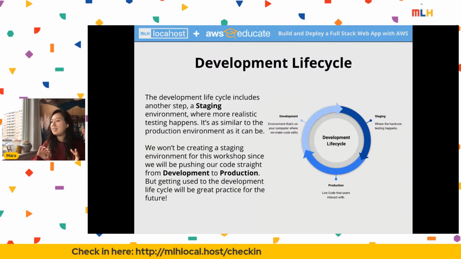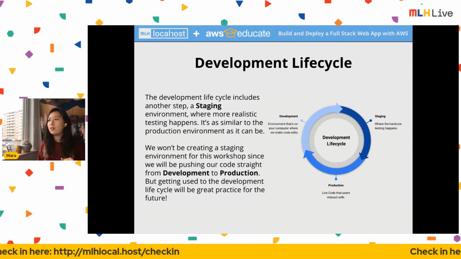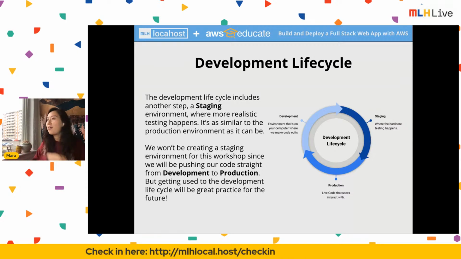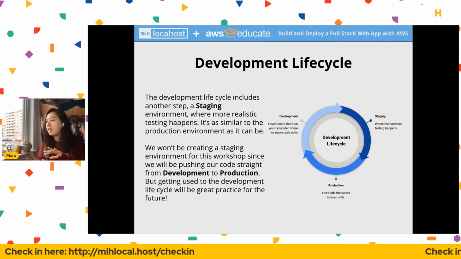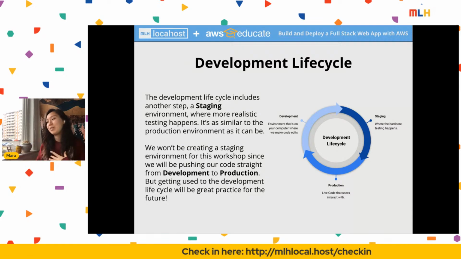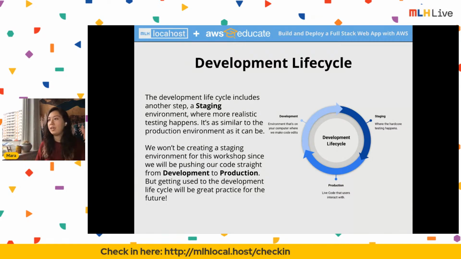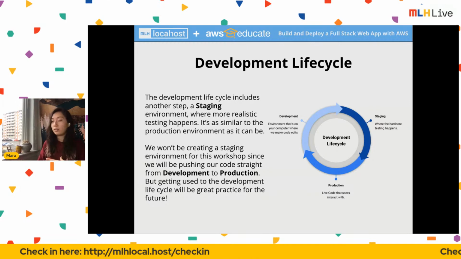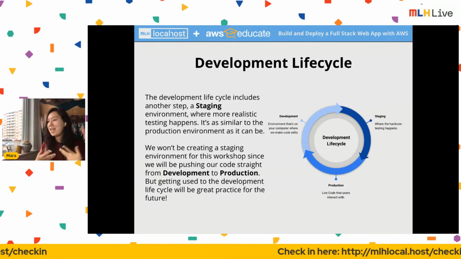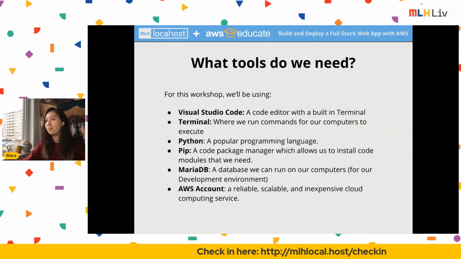So just to give you an idea of the whole life cycle: first we have development, and that's where we'll make the code edits and everything. Staging is going to be more about hardcore testing. We're going to skip this for the sake of the workshop, but if you're actually working in the industry or you want to work on your own project, this is probably a good idea. And then production is just that live code that people use.